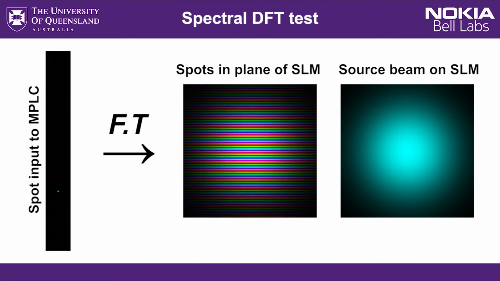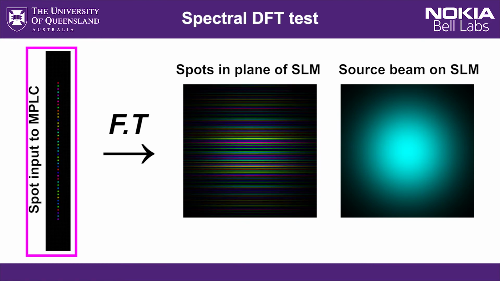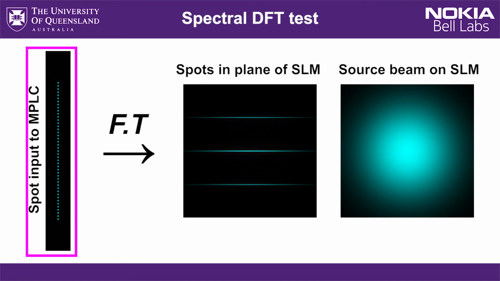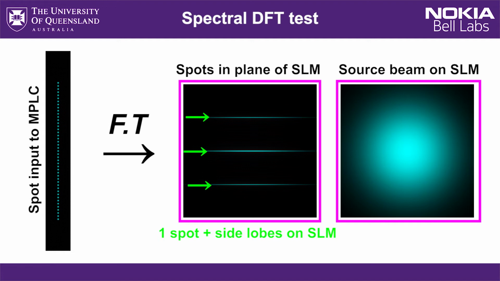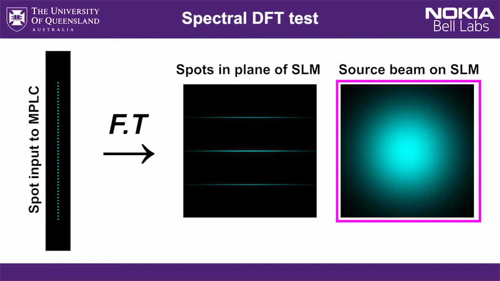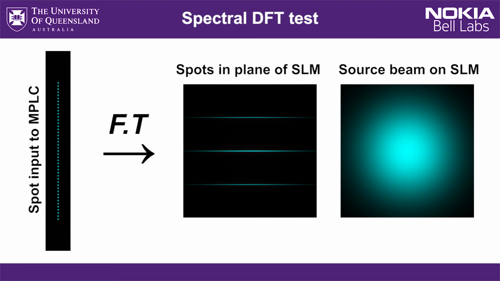It means all the spots in the 1D input array of the MPLC must be generated of equal amplitude and in phase, which when you look at the Fourier transform of that in the plane of the SLM, means the corresponding field is a very small spot on the SLM, much smaller than the illuminating beam coming from the source. That size mismatch means that you must incur loss. In this case, it can't be better than about 14%. To do better, you'd have to use at least 2 phase planes.